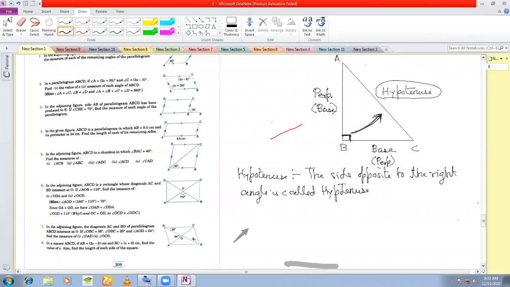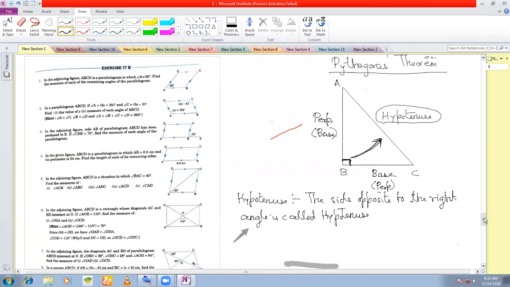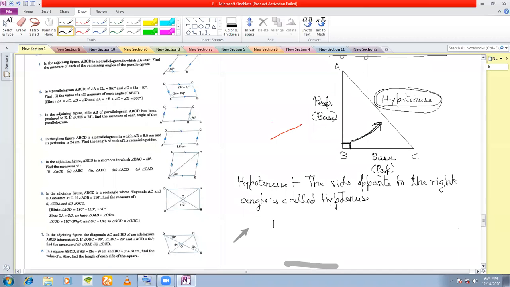So according to Pythagoras' theorem, if you have a right angle triangle, you will be having a hypotenuse. Identify that hypotenuse. You will see that according to this theorem, the square of the hypotenuse must be equal to square of the perpendicular plus square of the base. That is what Pythagoras theorem is.